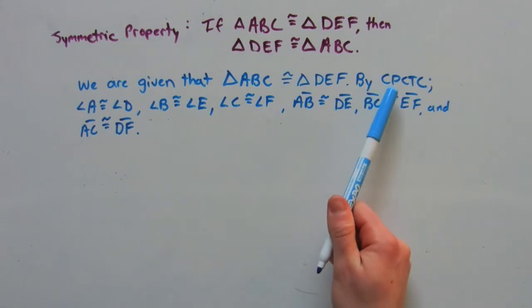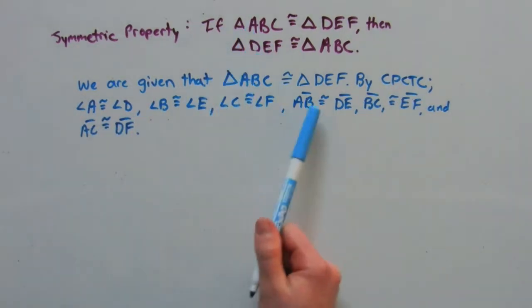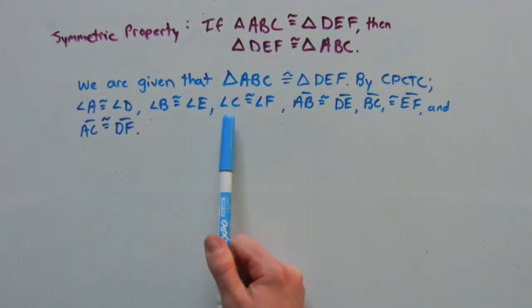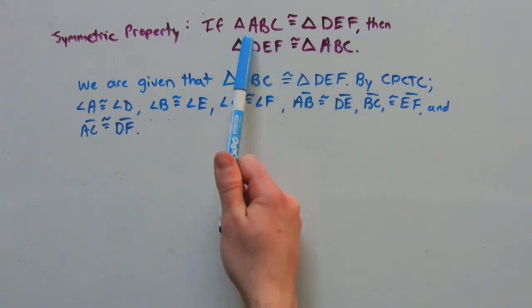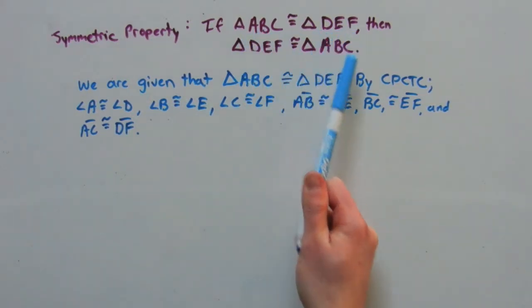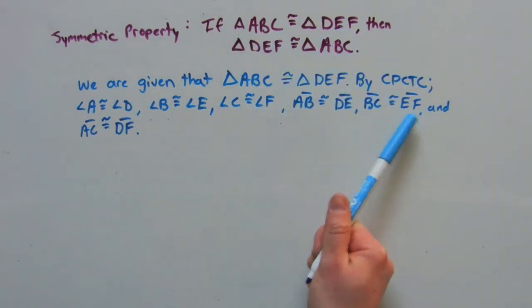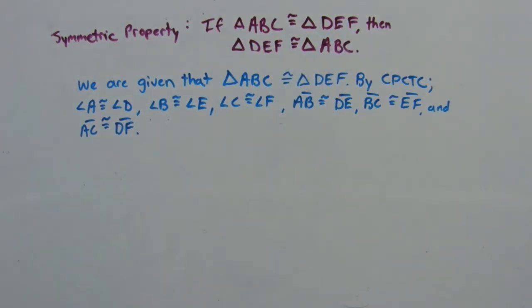So, by the corresponding parts of congruent triangles are congruent, angle A is congruent to angle D, angle B is congruent to angle E, angle C is congruent to angle F, segment AB is congruent to segment DE, segment BC is congruent to segment EF, and segment AC is congruent to segment DF.